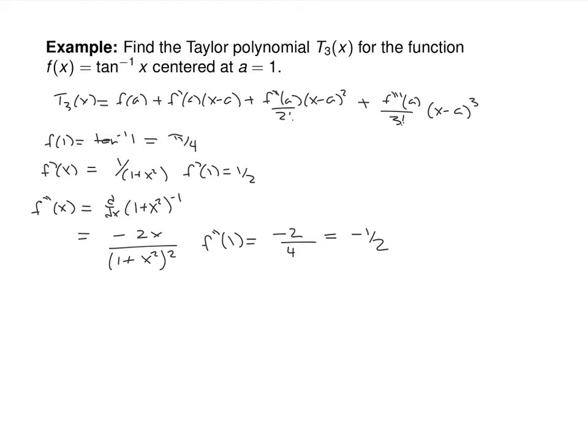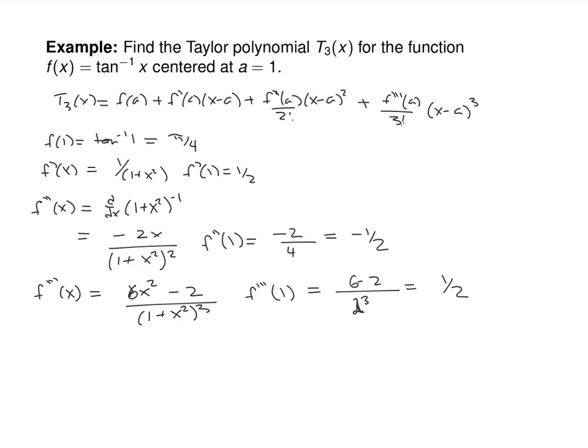And I'll be honest, for the third derivative, I actually used Wolfram Alpha because I just thought it was going to get too tedious. So just tell me what your derivatives are. Use things like Wolfram Alpha to check your answer because you're going to have to use the quotient rule here. That is 6x squared minus 2 over 1 plus x squared to the third. So the third derivative at 1 will be 6 minus 2 over 2 to the third. So that's 4 over 8, which is 1/2.